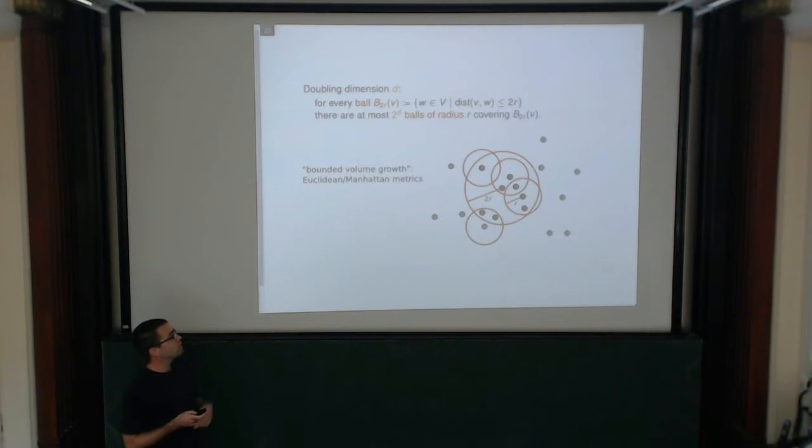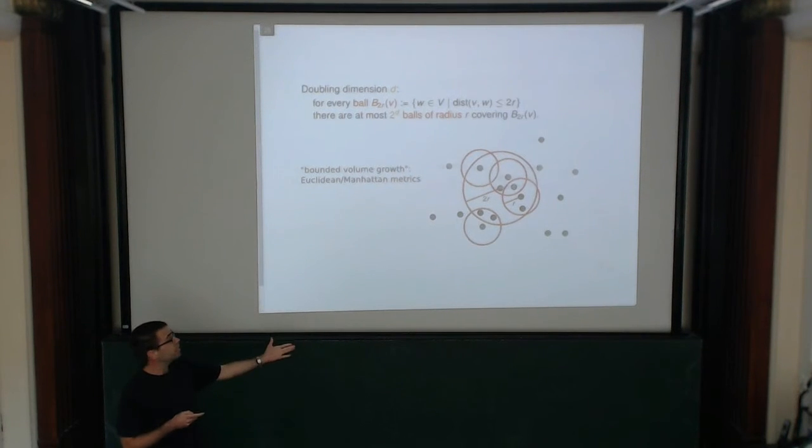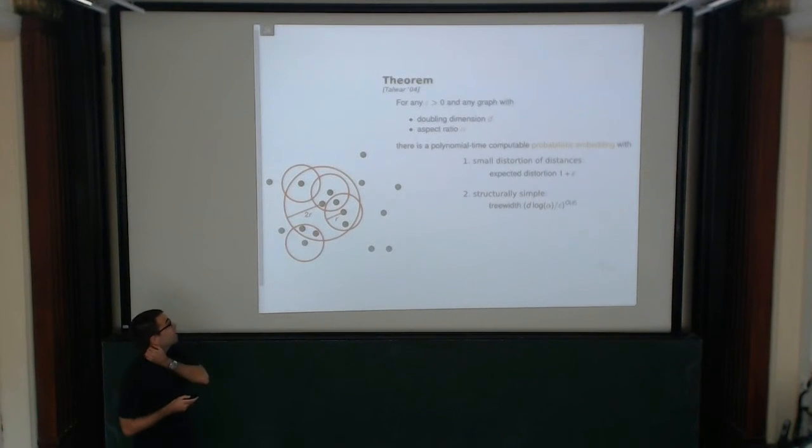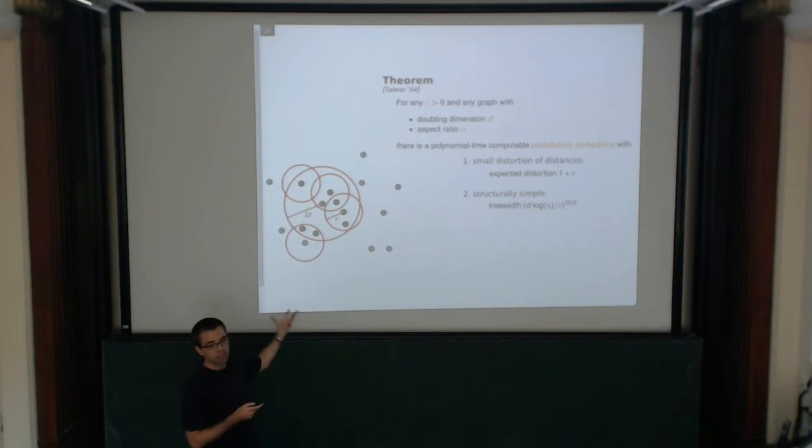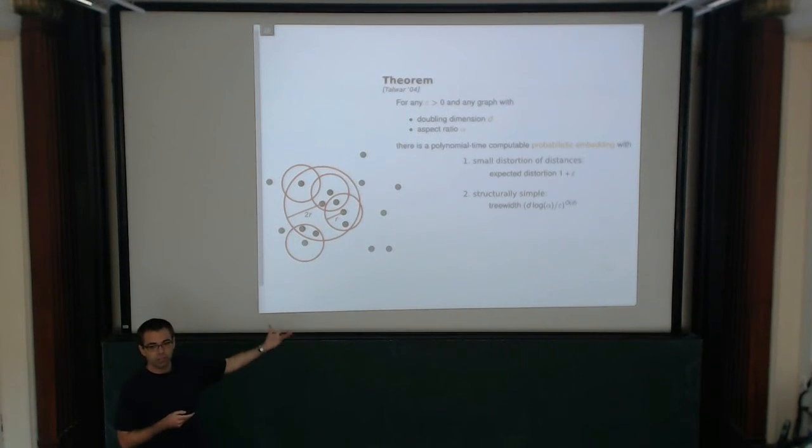It was studied before exactly in this setting, and in particular, what Talwar showed is that you can get a probabilistic embedding for low doubling dimension graphs, or metrics, sorry. This is exactly the same theorem you saw before, only for doubling dimension instead of highway dimension, and the treewidth bound is a bit different from before.